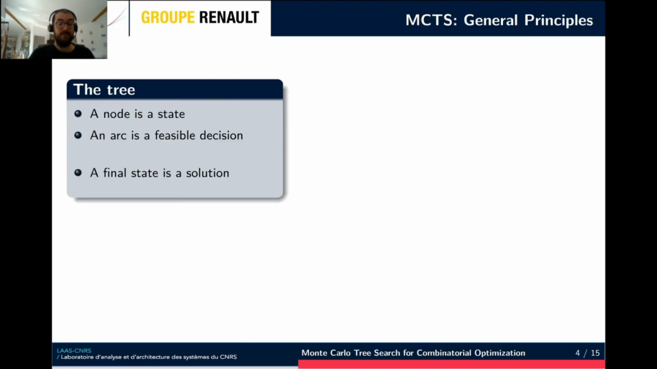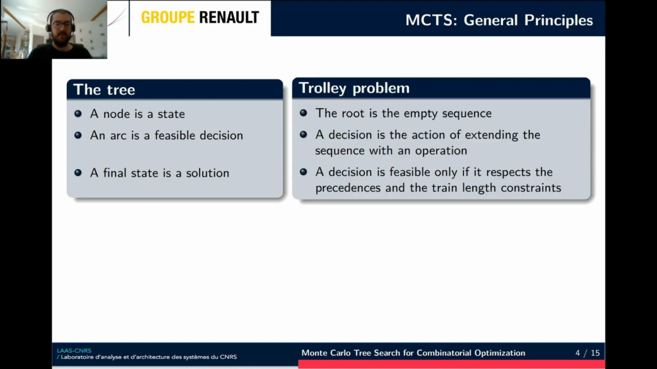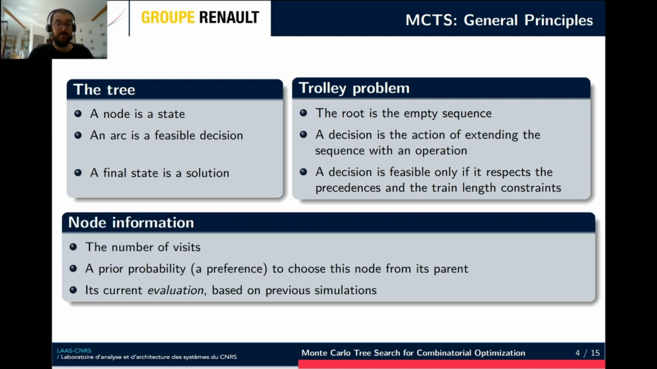So first, some generalities about the MCTS. Each node in the tree represents a state of the problem. An arc between two nodes is a feasible decision, and a final state, a leaf, is then a solution or a contradiction. For our problem, we represent our sequence of operations along the tree. Then the root is the empty sequence, and a decision is the action of extending the sequence with an operation without breaking the constraints. And for each node, we store some information.